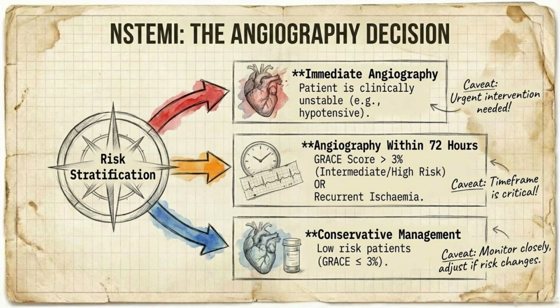Right. You treat the patient, not the number? Always. But for a stable patient, if their GRACE score is over 3%, they should have an angiogram within 72 hours. And if it's under 3%? Then we have time. We can manage them with medication, maybe do a stress test later on. We don't necessarily have to be so invasive right away.